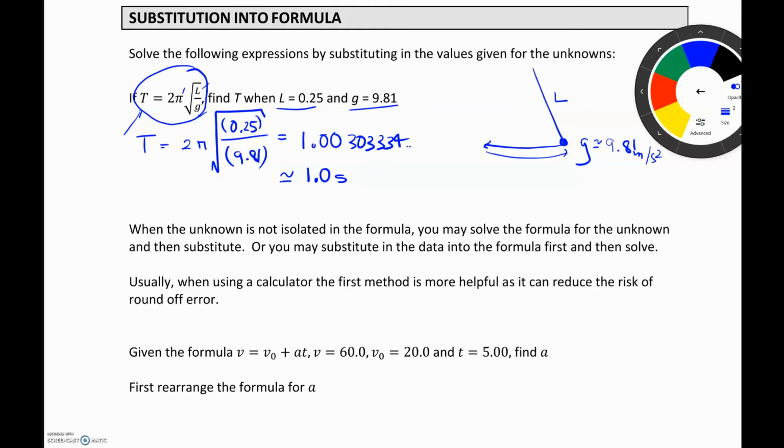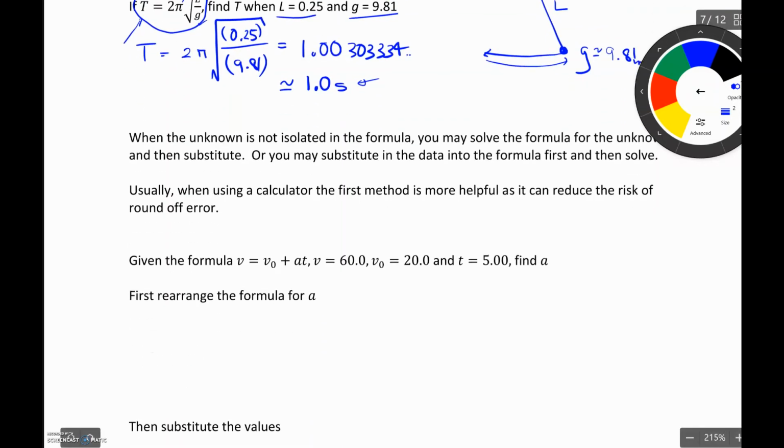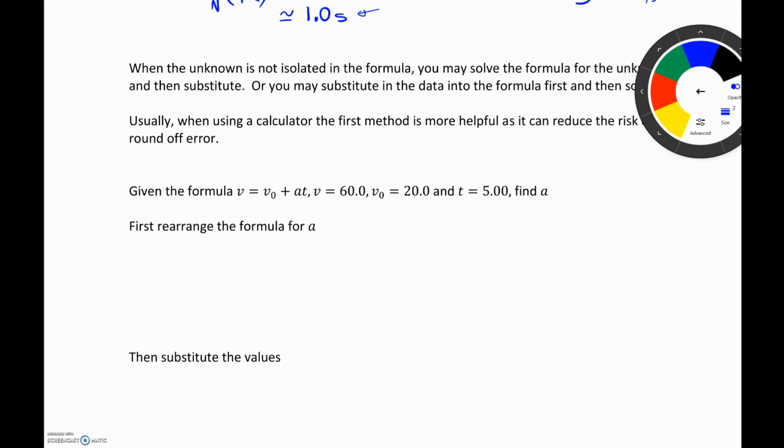Now the inputs are the 0.25, which has 2 significant digits. The 9.81 has 3 significant digits. 2 is the smaller of the two, so we need to round our final answer to 2 significant digits. This 0 is significant because of the decimal point. All right? So that's the correct answer. Let's move on to the second example.